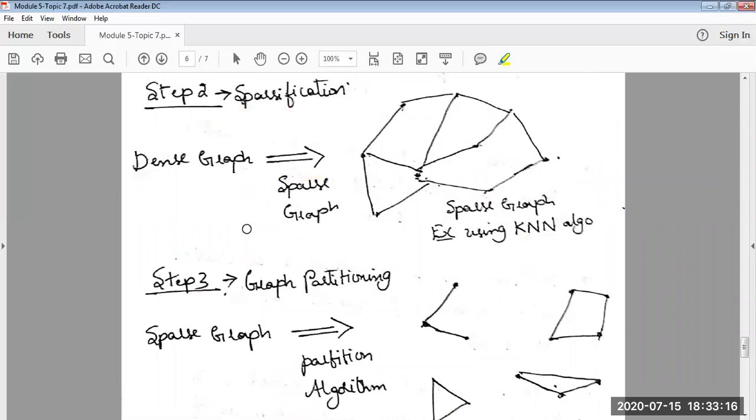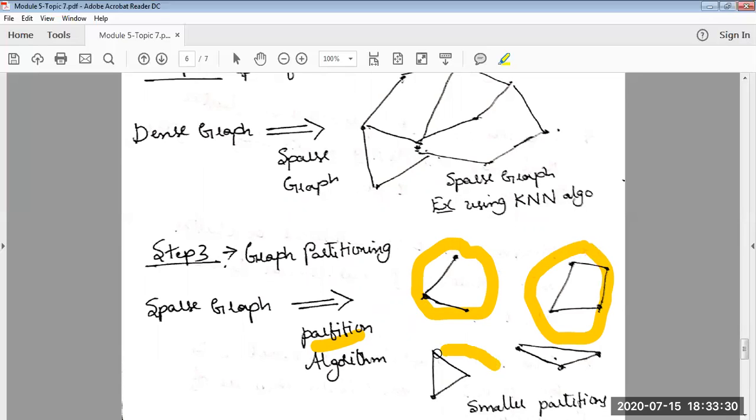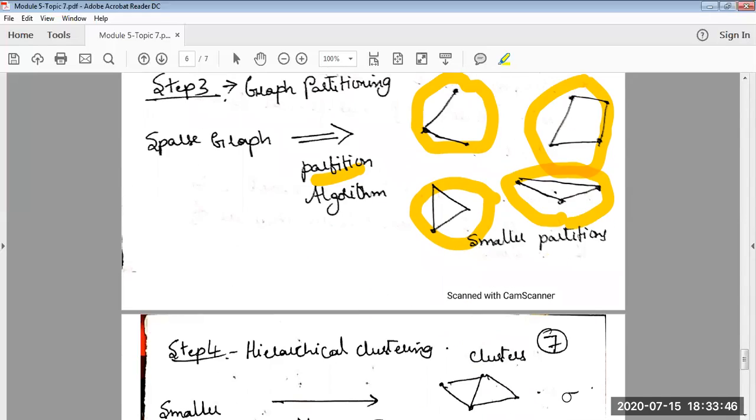So going to step 3. Once we obtain the sparse graph, we use the graph partitioning algorithm and split this graph into smaller pieces, smaller bits. Now, what is the benefit of doing this? As explored in the previous discussion, when you split a graph into smaller components, processing will be easy. Parallel processing can be done.